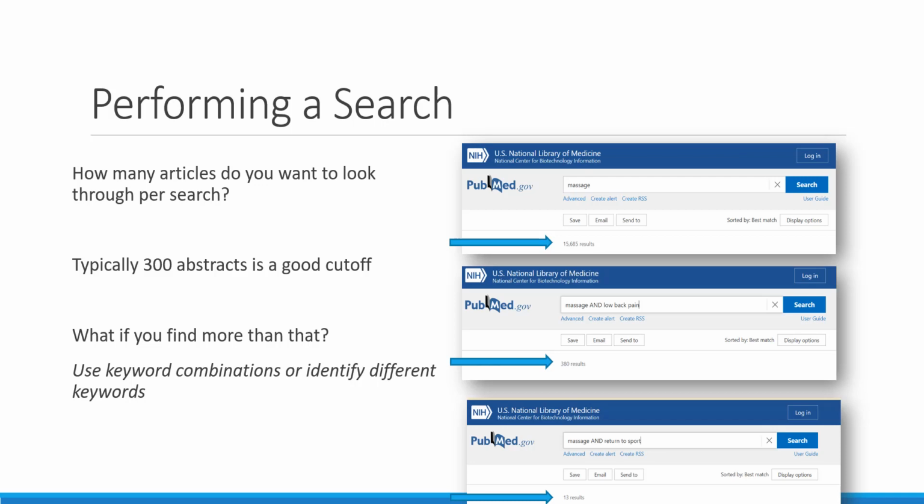A rule of thumb that I've learned over the years is that 300 abstracts is a good cutoff range. You may even want to have less than that. Maybe for your particular topic there is not a lot of research on it, and you only want to look at 200 or even 100. But 300 is generally a good cutoff for a topic that has a lot of active research going on.